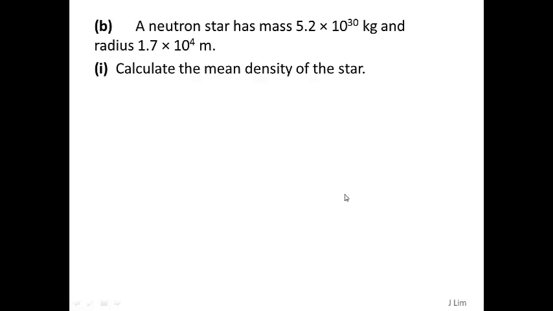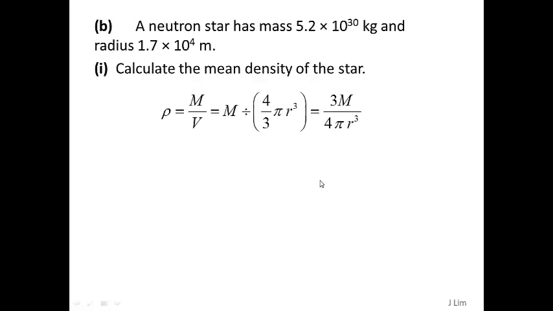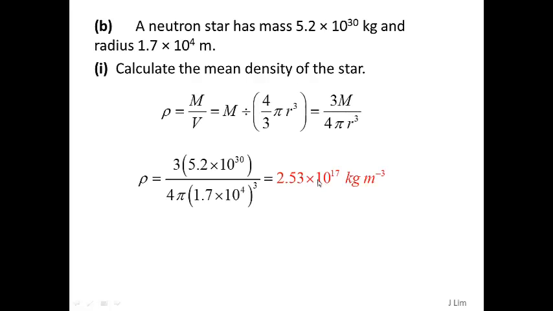A neutron star has mass 5.2 × 10^30 kg and radius 1.7 × 10^4 meters. Calculate the mean density of the star. Density is given by mass per unit volume. Substituting values, we have density to be 2.53 × 10^17 kilograms per meter cubed.